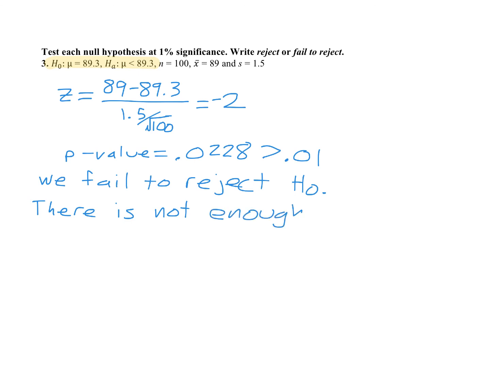And this last sentence is supposed to be HA in context, but we don't know what HA is in context. So I guess the best thing we could do is just say that there is not enough evidence that, and we'll just write HA in inequality form. So there is not enough evidence that mu is less than 89.3, and that's all we can say because we don't know what this problem is about. All right, and that's it for 11.6b.